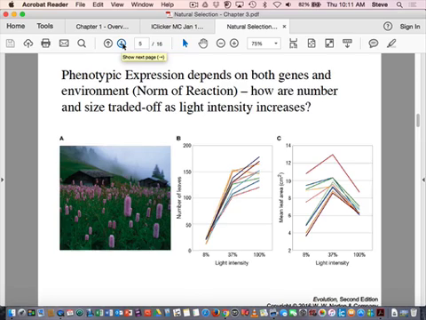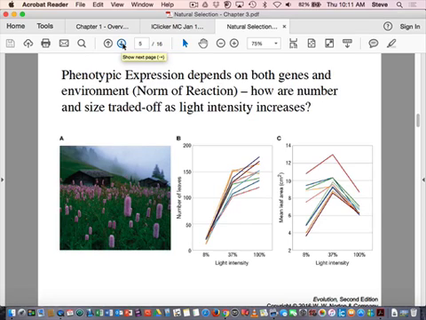So one of the things you'll notice here is a genotype that has the smallest response. Do you see that? Okay. Here's another one. It's hard to say, but a lot of these lines are crossing. And we're going to come back to this.